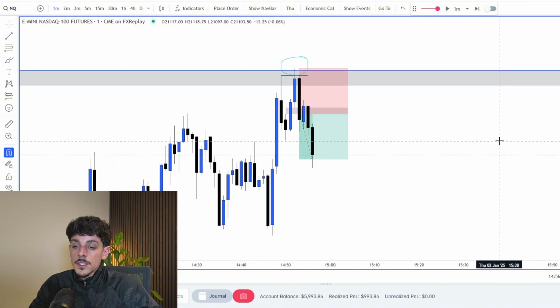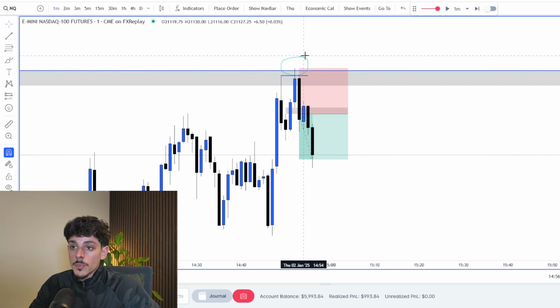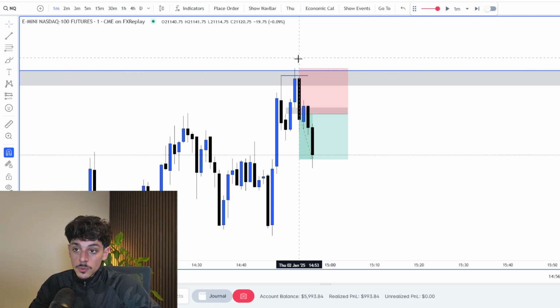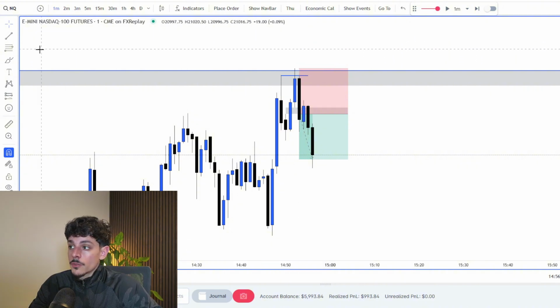Once we have this, I know that it's a strong confirmation that the buyers are being squeezed and that the sellers are the ones controlling the market. And absolutely here, this is the perfect confirmation.